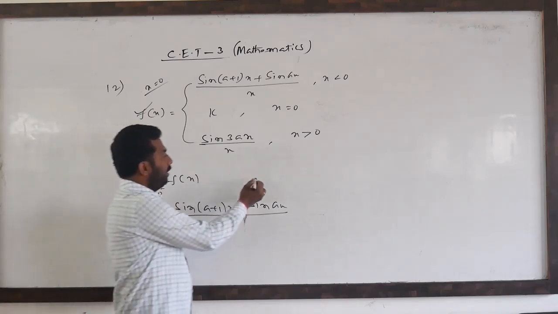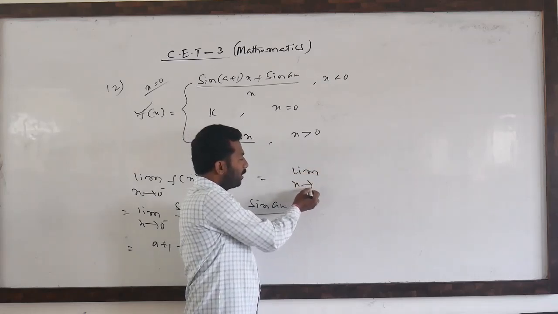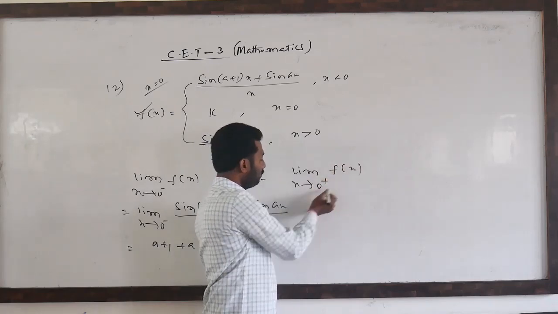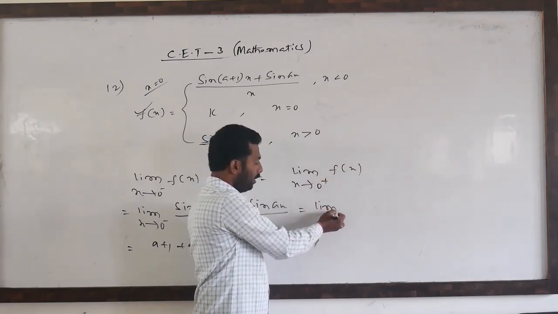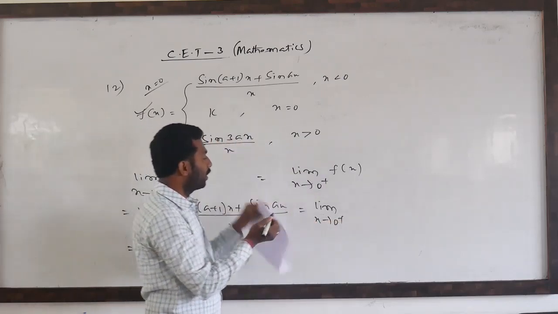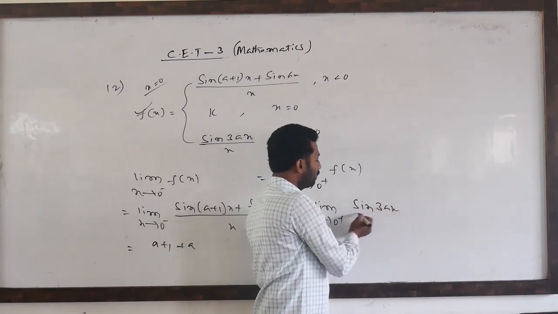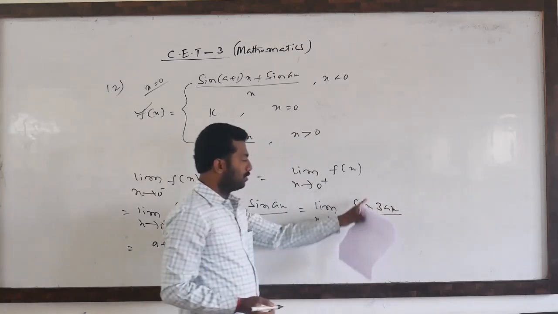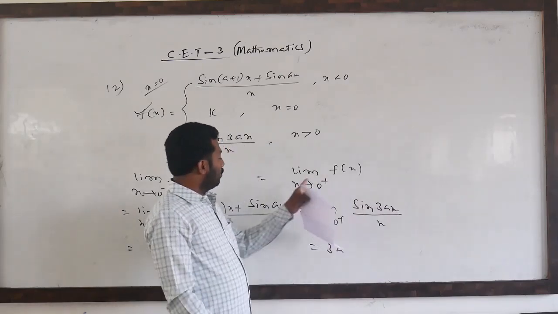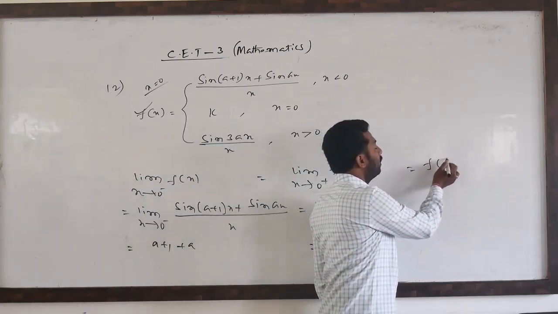Left hand limit equal to right hand limit. What is the right hand limit? Limit x tends to 0 plus f of x. See, limit x tends to 0 plus means greater than 0 case. What I have to write? This is sin of 3ax divided by x. So what is the answer here? 3a. So left hand limit equal to right hand limit equal to value of the function, nothing but f of 0.